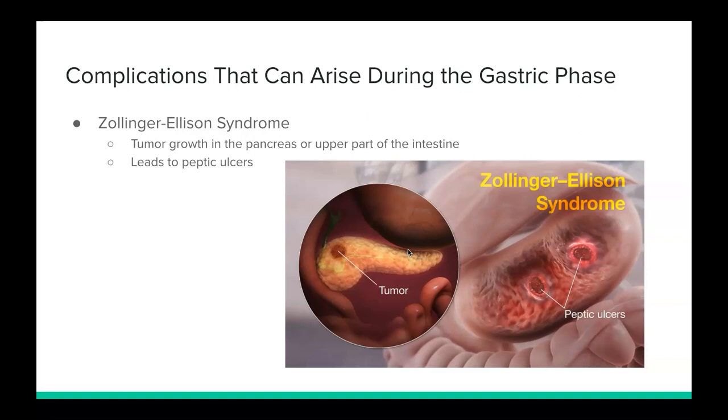Gastrin causes the stomach to produce too much acid in response to these tumors, which leads to peptic ulcers in the stomach. And these high gastrin levels can also cause diarrhea, abdominal pain, and other symptoms such as a burning sensation, aching or discomfort in the upper part of the abdomen, acid reflux or heartburn, burping, nausea or vomiting, bleeding in the digestive tract, losing weight without trying, or a loss of appetite.